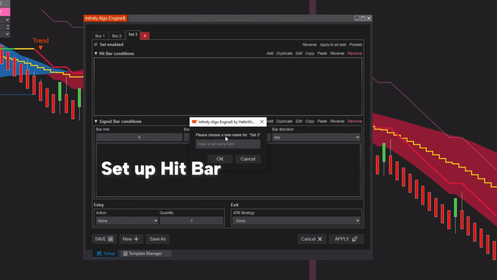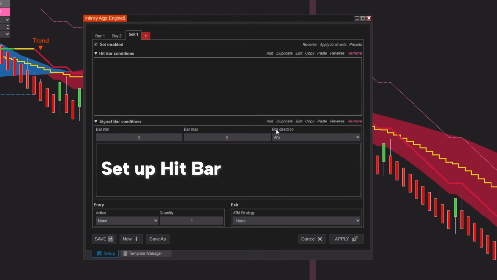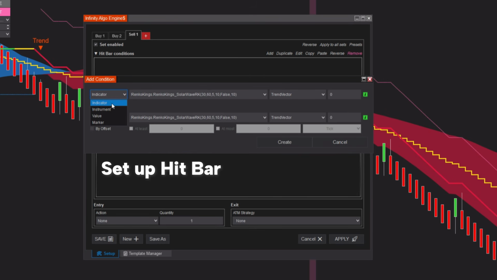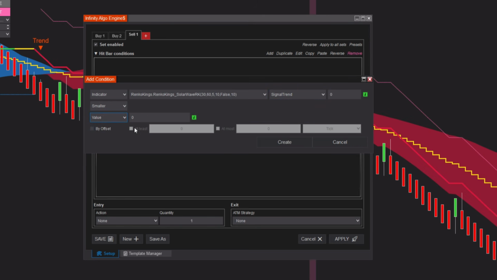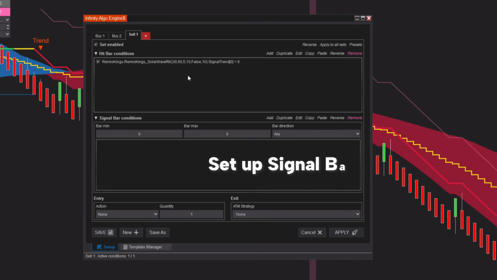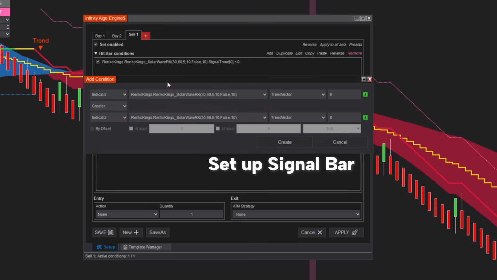Our hit bar also needs to align with the downtrend defined by the solar wave RK, since the sumo signal already follows the overall trend direction. This first sell signal is also a sumo-based sell signal, as long as it aligns with the downtrend defined by the solar wave RK.